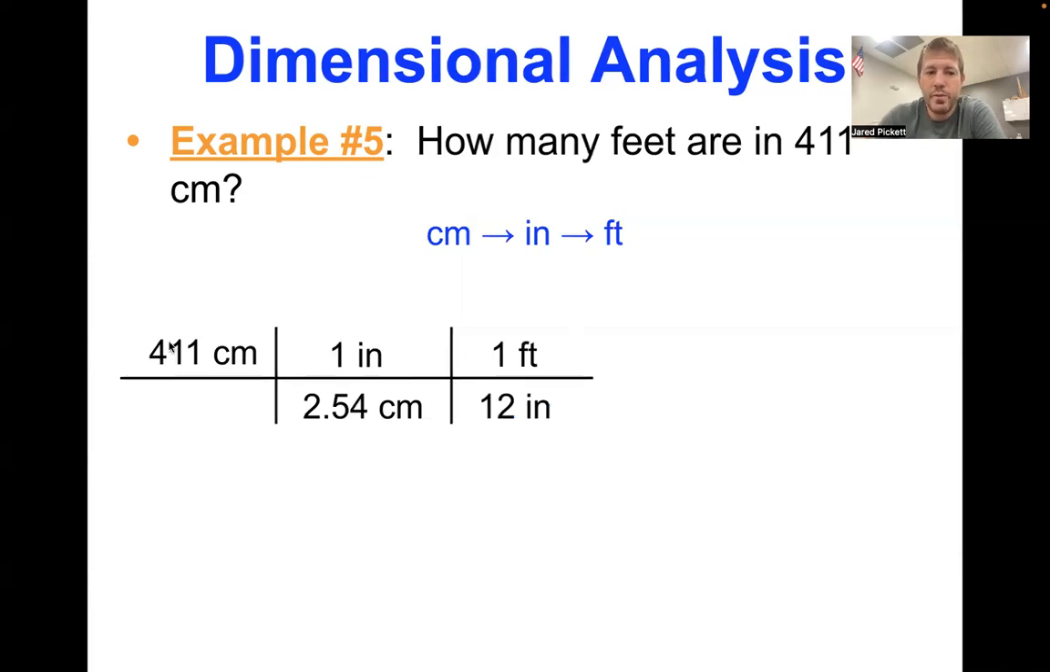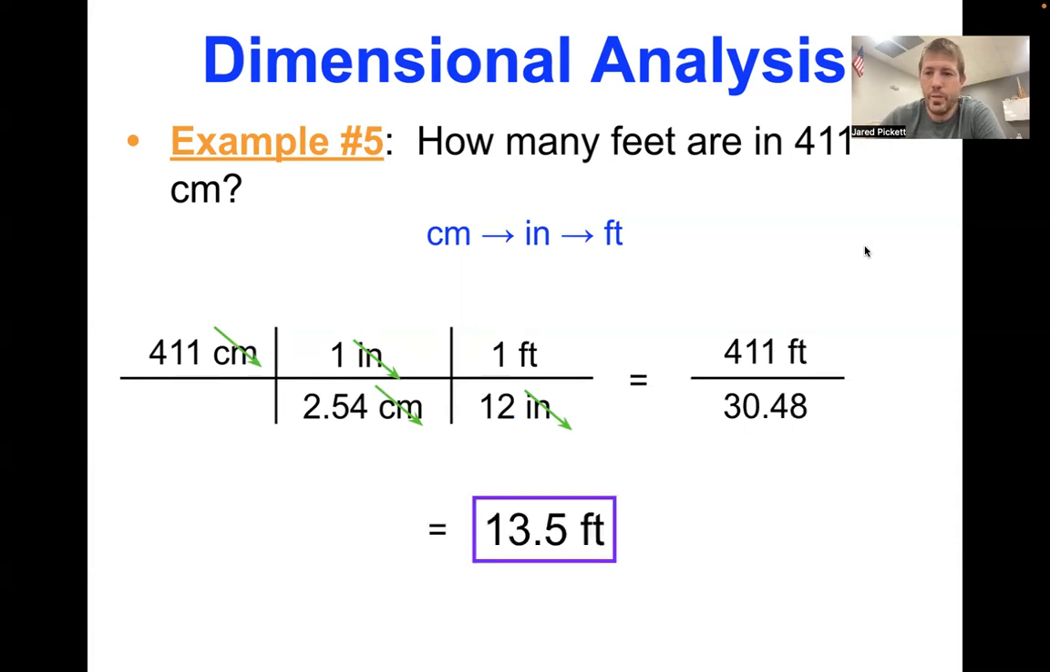So what we'll do is we'll take 411 times 1 times 1, and we'll get 411 at the top. And then we're going to get 2.54 times 12, whatever that product is, at the bottom. And we take those numbers and divide them. We are also going to cancel out centimeters and inches. And that's why we decide to put units where they're at, because we're trying to cancel out everything except for feet.